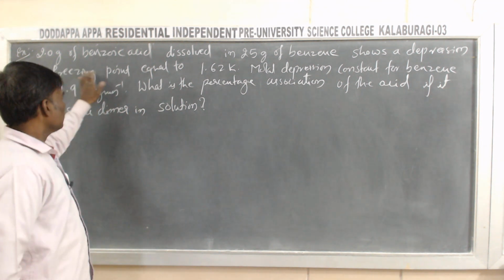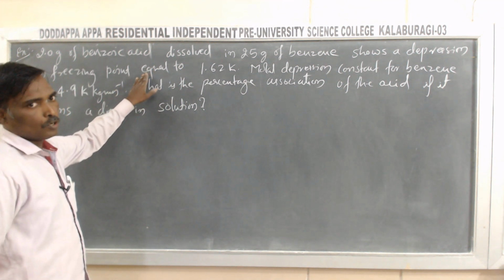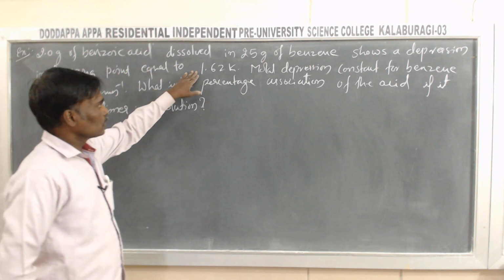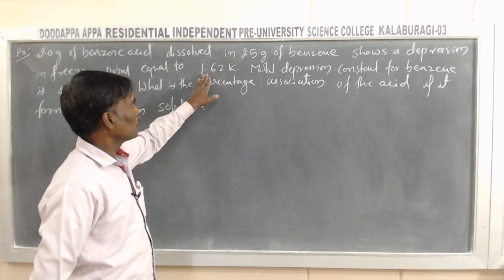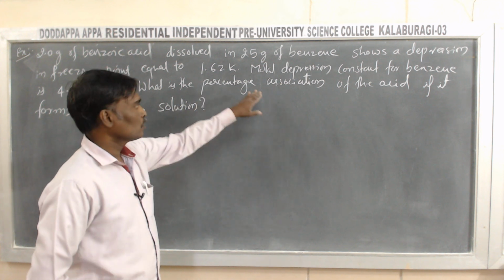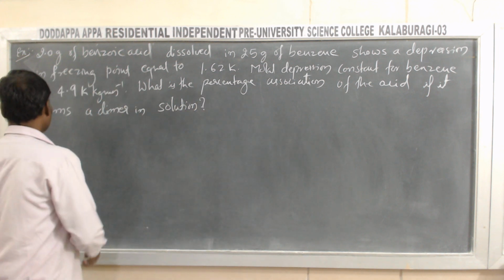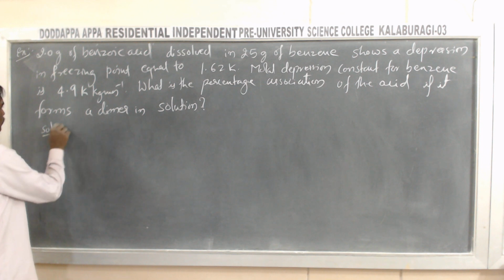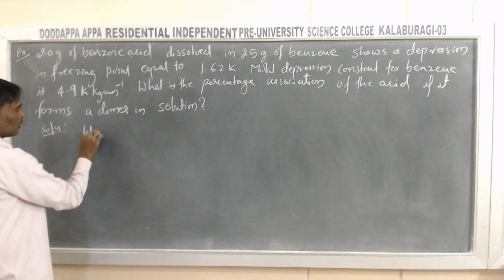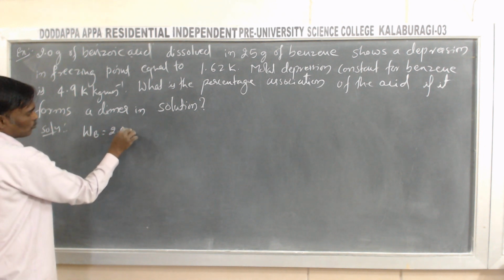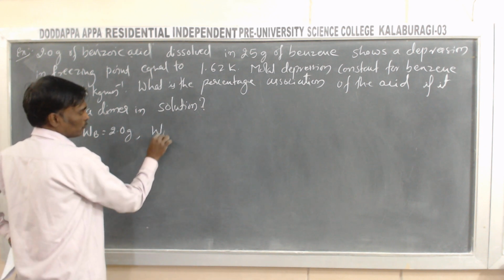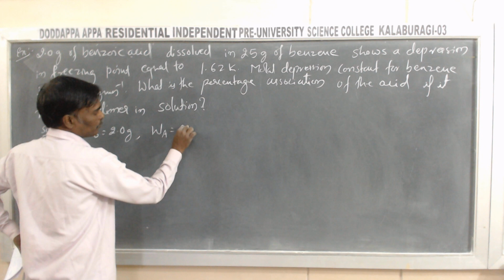Then the freezing point of benzene is depressed, decreased by 1.62 Kelvin. Then what is the percentage of association? Okay, first let me write the given data here. This benzoic acid is the solute. Mass of solute, symbolically written, Wb is equal to 2.0 grams. Then it is dissolved in benzene. Mass of solvent, W for solvent A, is equal to 25 grams.